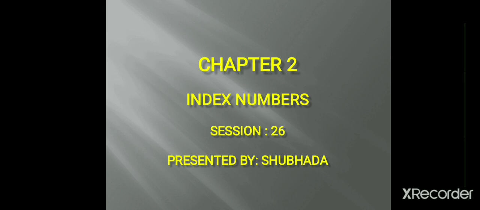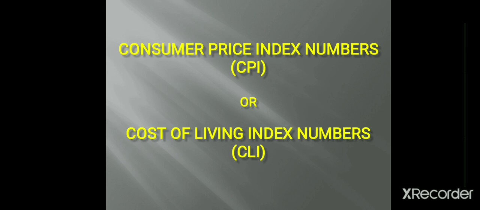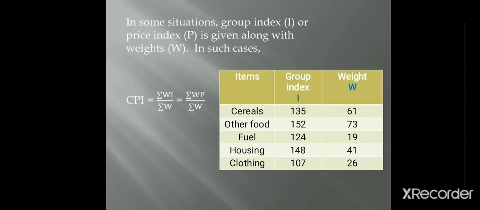And today we are continuing with chapter 2, index numbers, session 26. We are continuing with consumer price index numbers. In this session, I prefer to teach how to handle different types of problems under the family budget method. Here I consider an example.